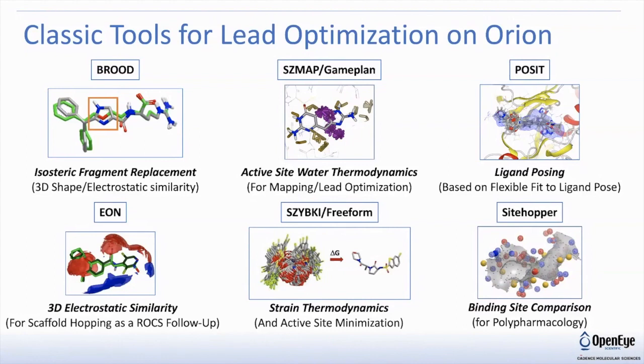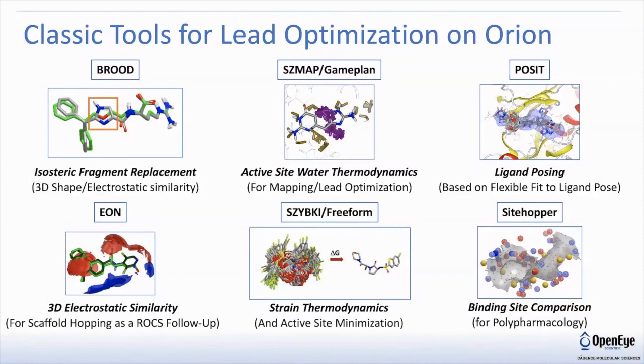In addition to the docking and 3D similarity tools that we discussed previously, Brood, a 3D fragment replacement tool for finding novel bioisosteres, GamePlan, a tool for suggesting improvements to a ligand on the basis of water thermodynamics within an active site, Posit, a tool for posing new ideas within a lead series, Eon, a tool for assessing 3D electrostatic similarity, Freeform, a tool for ligand strain analysis, and SiteHopper, a tool for 3D binding site comparison, all have been enabled on the Orion platform to allow new and experienced application users access to these workflows in the cloud environment of Orion.